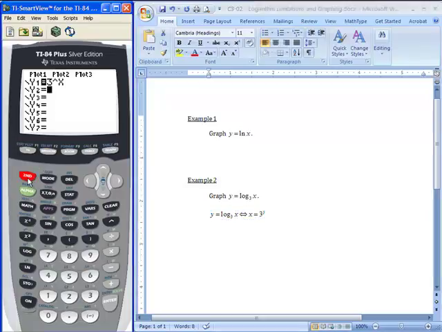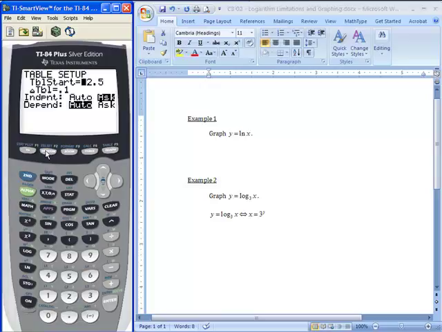So we're going to press the second key and the window key, which has the table setup menu. All right. And I'm going to pick some values here. I'm going to say, let's start at maybe -3. And I'm going to have it increase by 1. And I'm also going to set the independent and the dependent both to auto. So highlight auto if you're on ask, and press auto if it's already dark on auto. You're in good shape. So this is going to start with -3, and it's going to increase by 1. And the calculator is going to do this automatically.